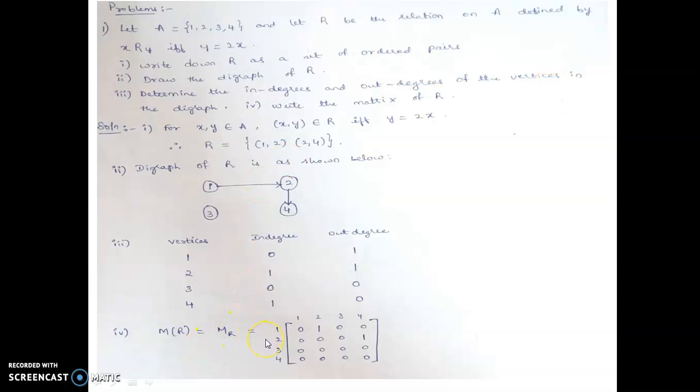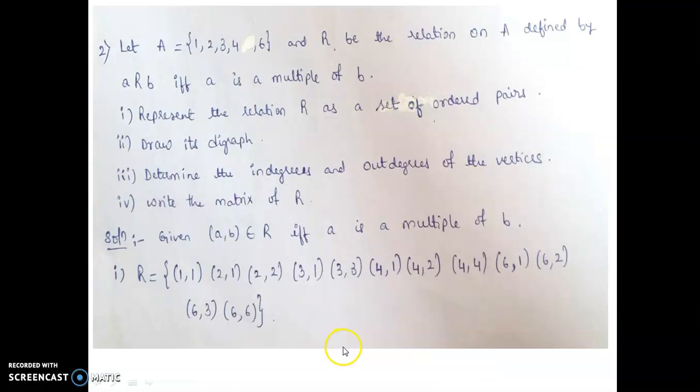And write down the matrix of R. Wherever we have the edges, 1 to 1 we don't have any edge, 1 to 2 we have, so that is written as 1. 1 to 3 we don't have, 1 to 4 we don't have. Next we have 2 to 4, so 2 to 4 we have an edge, and we don't have any edge coming or going from 3 or 4 to any other vertex, so all are kept as 0. And next we'll see another example.